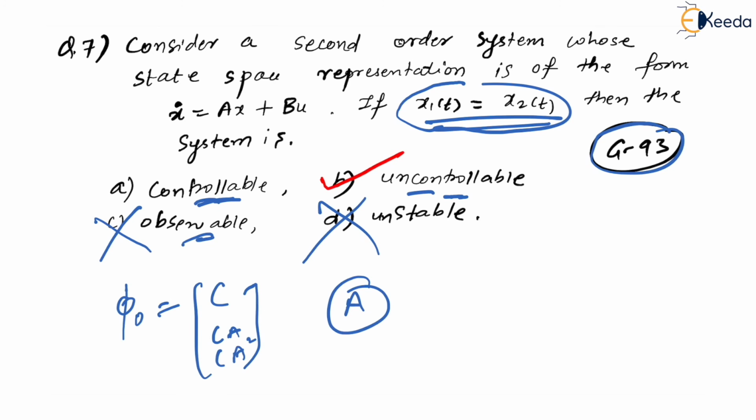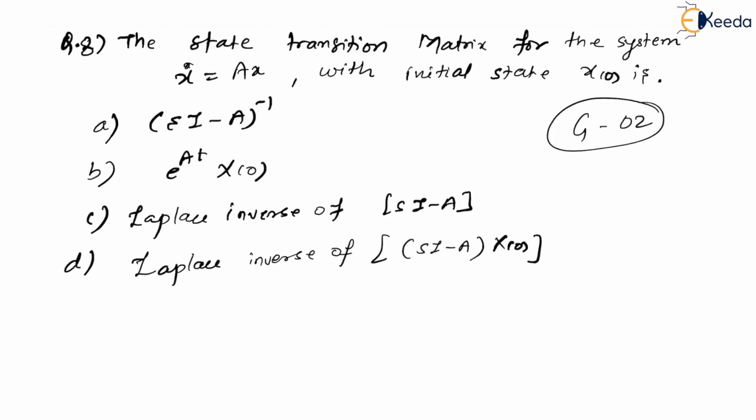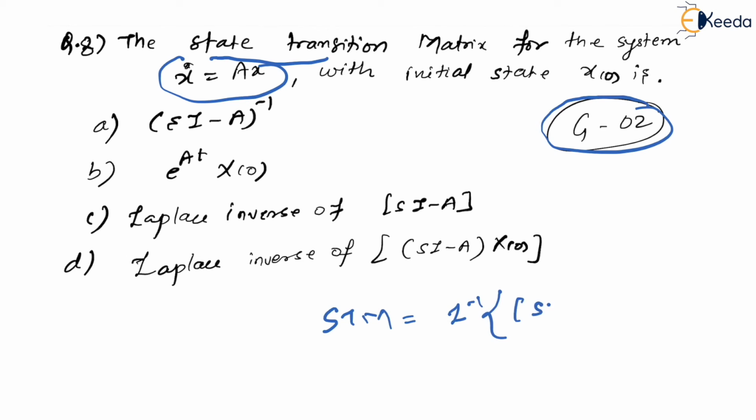Now let us see one more problem. Yes, it is a GATE 2002 question. The state transition matrix for the system x dot equal to ax with initial state x of 0 is, see, forget about the initial state, forget about everything. Always remember, the state transition matrix is only one, which is nothing but Laplace inverse of Si minus A inverse. That's it.